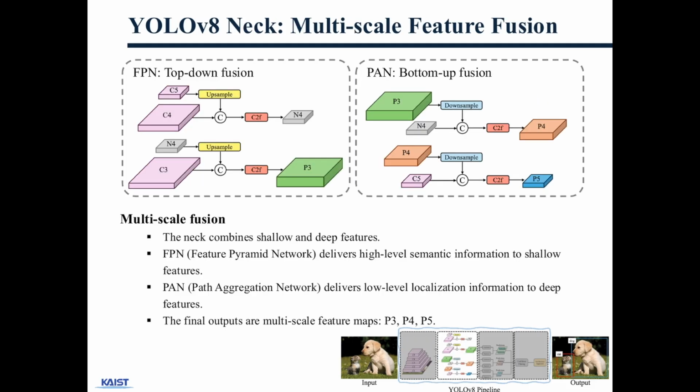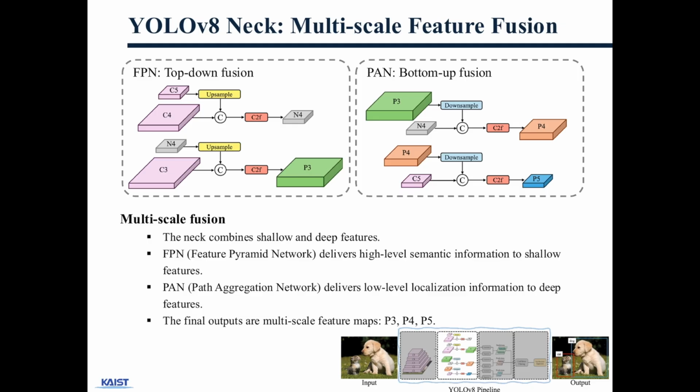Next, we discuss the neck of YOLO V8, which performs multi-scale feature fusion. Why do we need this part? The reason is that object detection has to handle objects of many different sizes. A small object may require high-resolution spatial information. A large object may require stronger semantic information from deeper layers. If we only use one feature level, the detector may miss either small objects or large objects. The neck combines shallow and deep features.